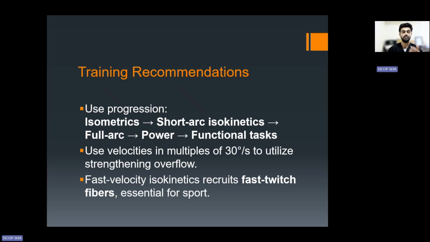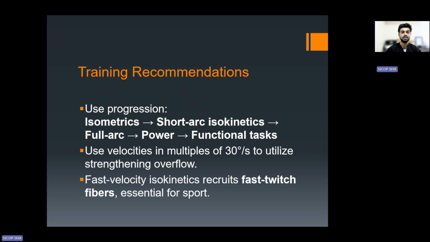After isometric, we can start short arc isokinetics, preventing the last 30 degrees of extension. Then after 3 to 4 months, once he is totally fine and stable, we can go to full arc isokinetic training as well as testing. After this, we can go for power training, power testing, and then move forward to the functional task. So this should be a progression. For each progression, the previous test should be painless. Then we can move forward.